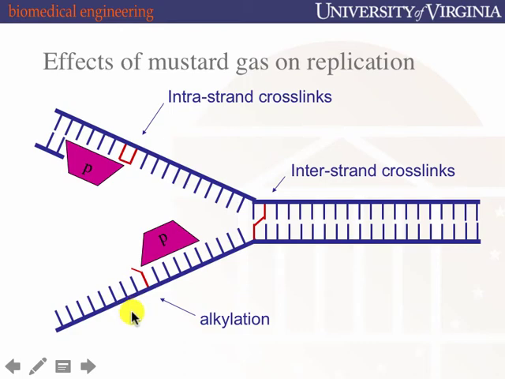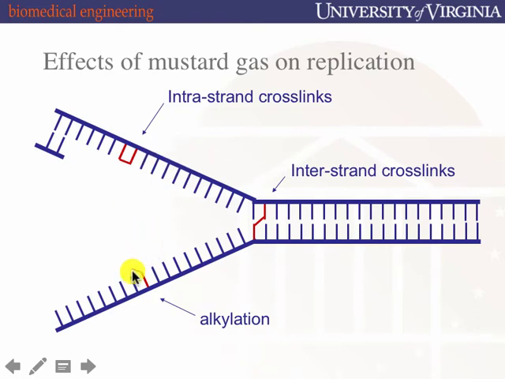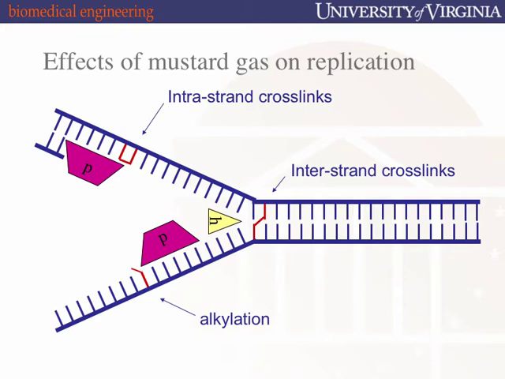Same with alkylation. We might not have two adjacent guanines, but I can still add this bulky alkyl group that's dangling off that guanine. And again, I'm unable to get effective base pairing there, and we'll get stalling of DNA polymerase. Where the real problem comes are in these interstrand crosslinks, right? So now we've got not just hydrogen bonding holding the two strands of DNA together, we have a covalent bond that's holding those two DNA strands together.